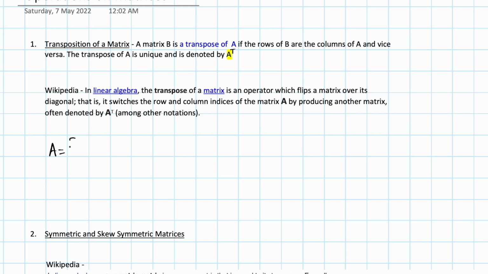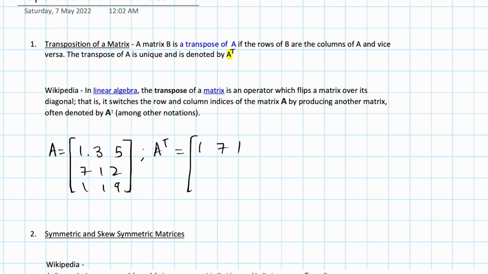Say A is a 3 cross 3 matrix. Let's say A is 1 3 5, 7 1 2, 1 1 9. Then A transpose is obtained by just interchanging the rows and columns of A. So for example, this first row becomes the first column. So we have 1 7 1 as the first row now. The second column becomes the second row. So we have 3 1 1 as the second row and 5 2 9 as the third row. This is basic transposition. And transposition can be done on matrices of any order.